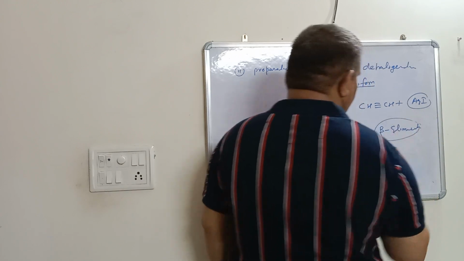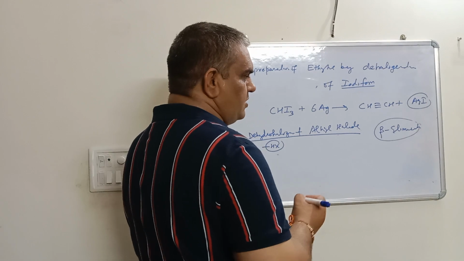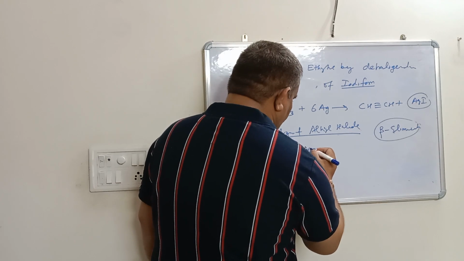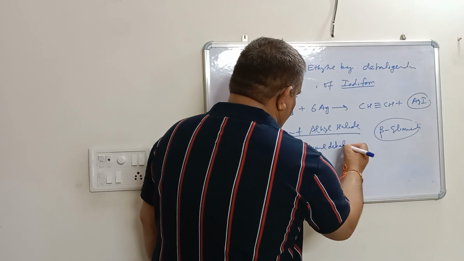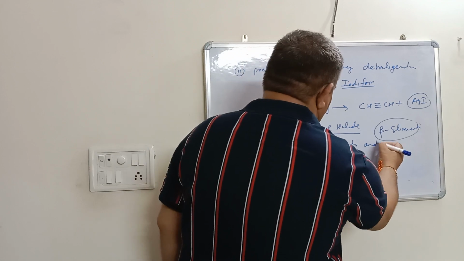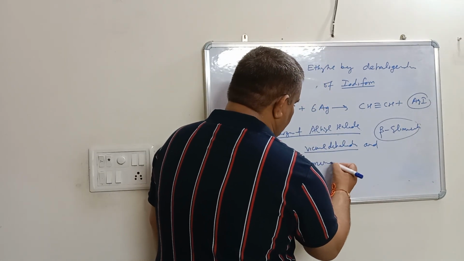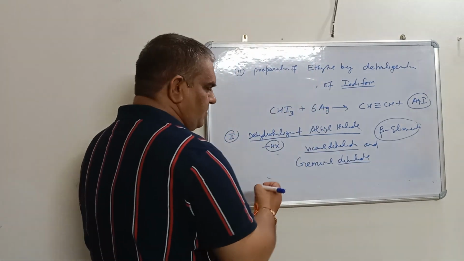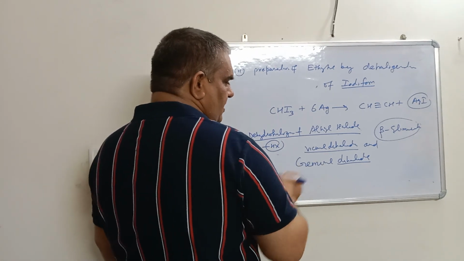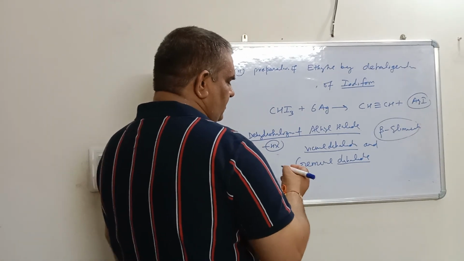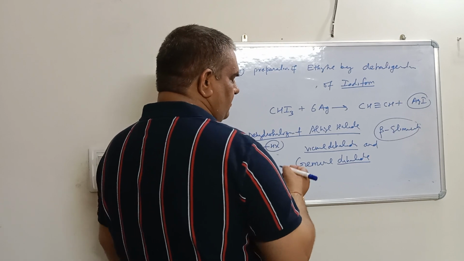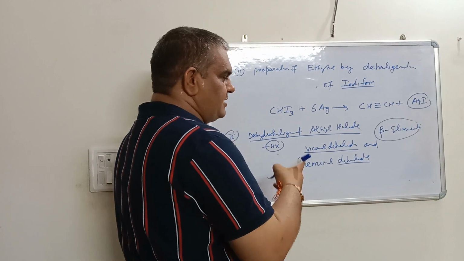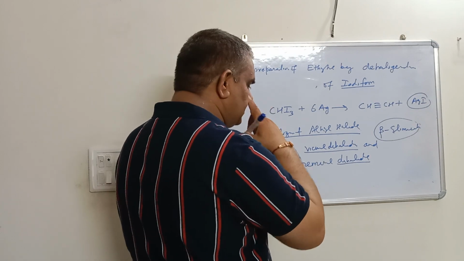Similar to alkenes, this elimination means removal of the leaving group twice, and there are two types: vicinal dihalides and geminal dihalides. In vicinal dihalides, the two halogen atoms are at adjacent carbon atoms, and in the case of geminal dihalides, the two halogen atoms are attached at the same carbon atom. This is known as geminal dihalides.